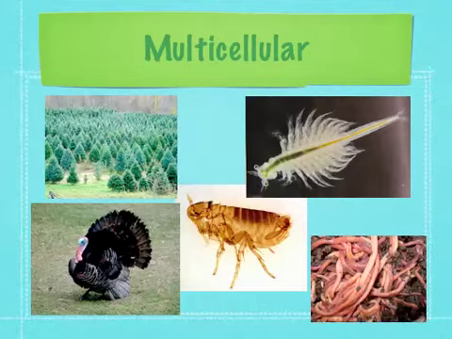Here are some examples of multicellular organisms. So we have trees, brine shrimp, fleas, turkeys, and worms. Multicellular organisms, sometimes you might need a microscope to see them. You always need a microscope to see unicellular organisms. So just because you need a microscope to see an organism, it doesn't necessarily make them unicellular.